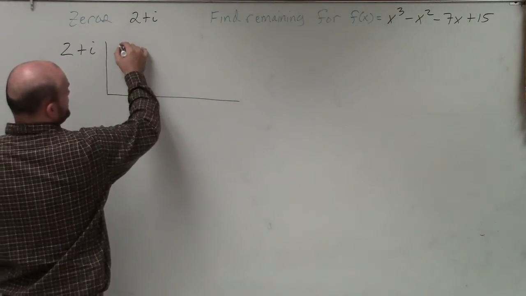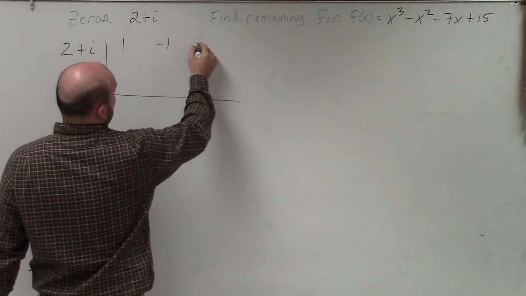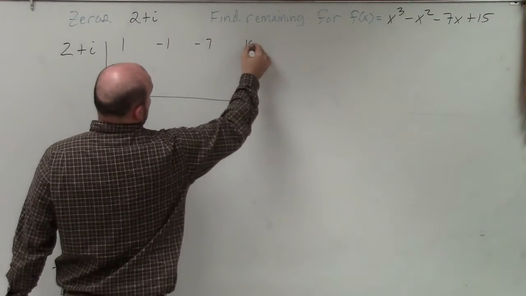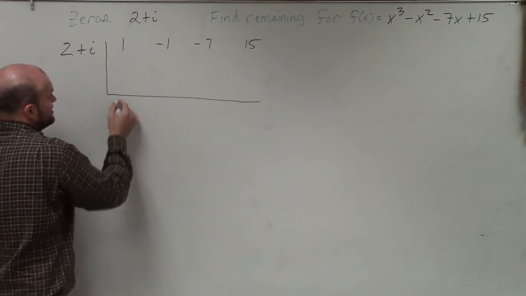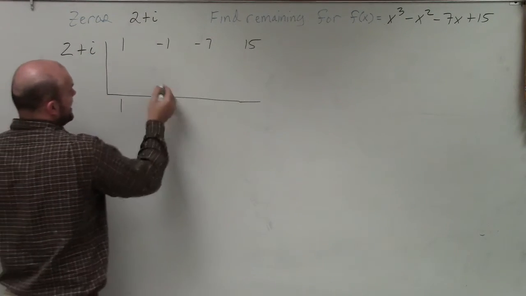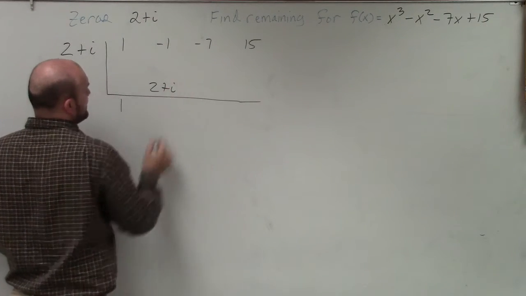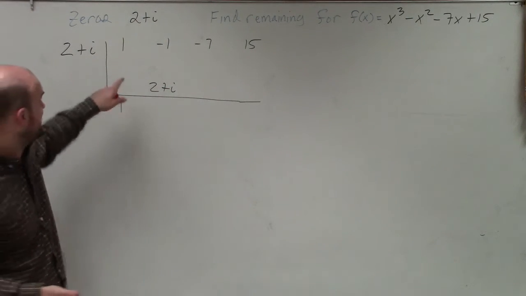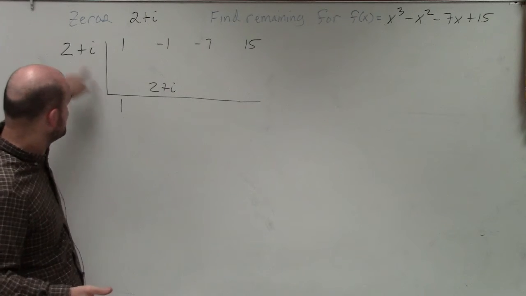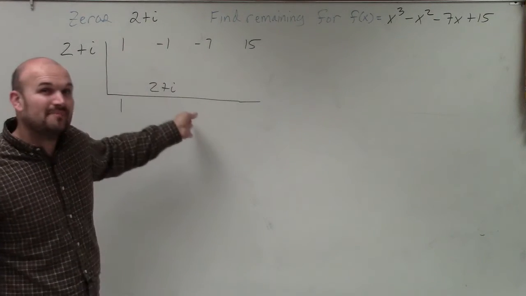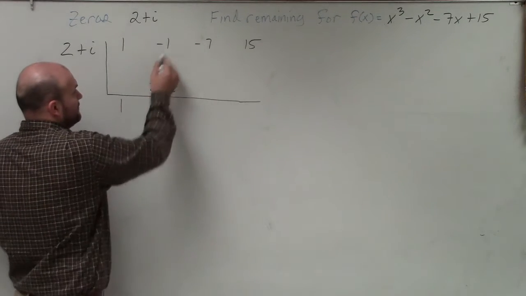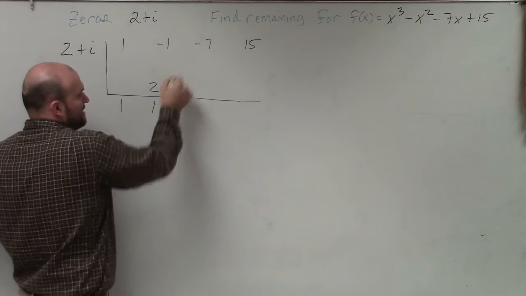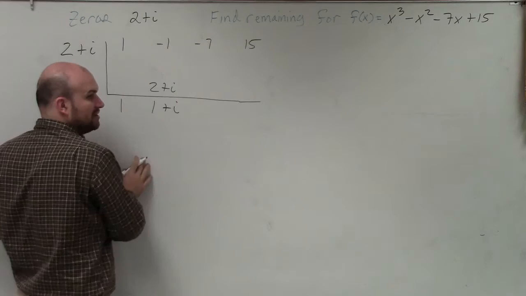So I take my coefficients here. I have 1, -7, and positive 15. All right, so again, with synthetic division here, I'm going to bring down my 1. 1 times 2 plus i is going to give me 2 plus i. Now, adding complex numbers, remember I had to multiply that 1 times both of them, times the 2 and times the i. However, when I'm combining complex numbers, I can only add the reals and the imaginaries. So -1 plus 2, I have 1. I have nothing to combine to i, so I get 1 plus i.